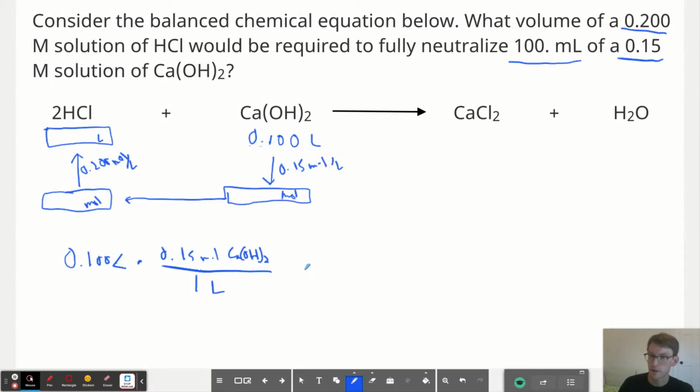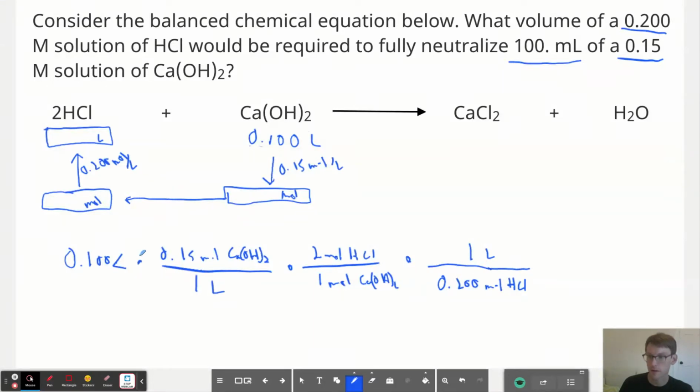That gets us here. Now we need to go moles to moles. We need 2 moles of HCl for every 1 mole of Ca(OH)2 times, sorry, doing this a little bit too fast, times, all right, we're going to liters and we've got moles of HCl, so we need to have 0.200 moles of HCl on the bottom, and on the top is going to be 1 liter.